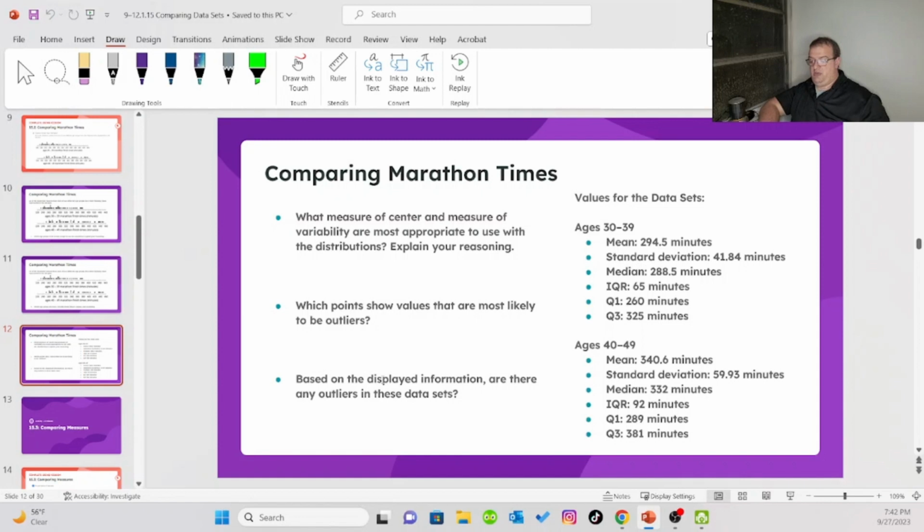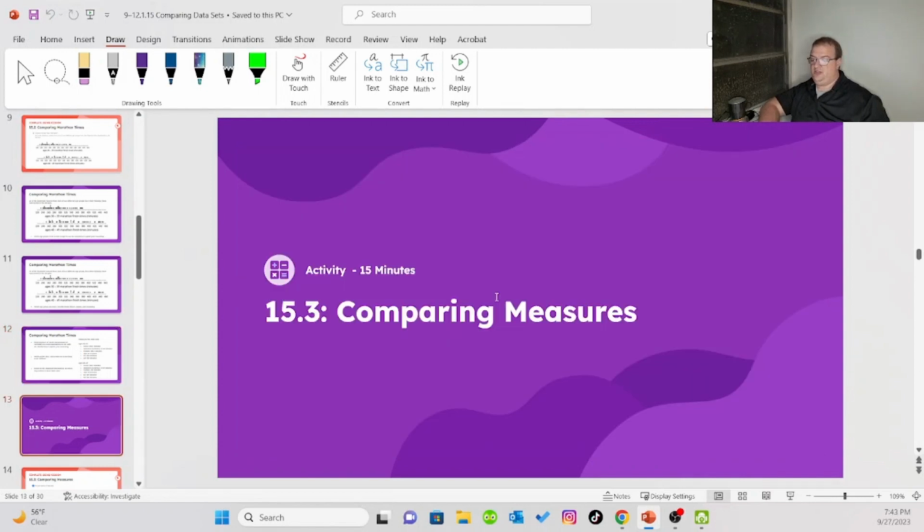And then it asks, based on the displayed information, are there any outliers? Mathematically, there are not. Everything is within 1.5 IQR of the Q1 and the Q3. Therefore, mathematically, there's no outliers.